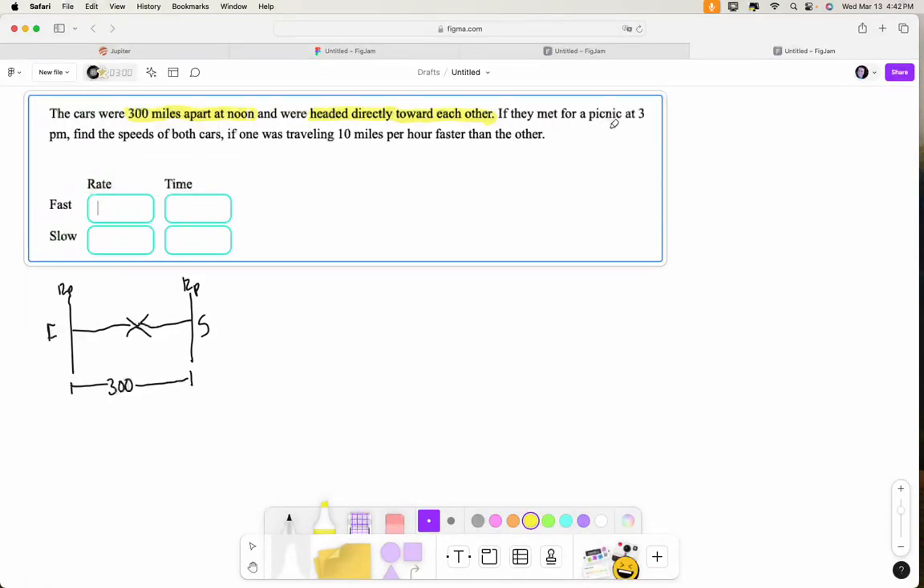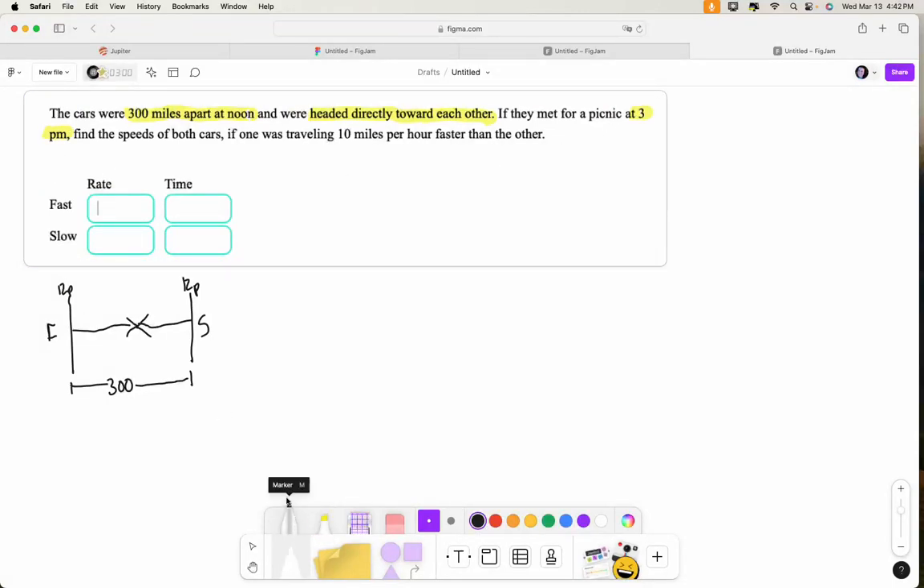If they met for a picnic at 3 p.m. Okay, so if they left at the same time and they met at the same time, then their times are equal. So from 12 to 3 would be 3 hours for the fast one, and from 12 to 3 would be 3 hours for the second one.